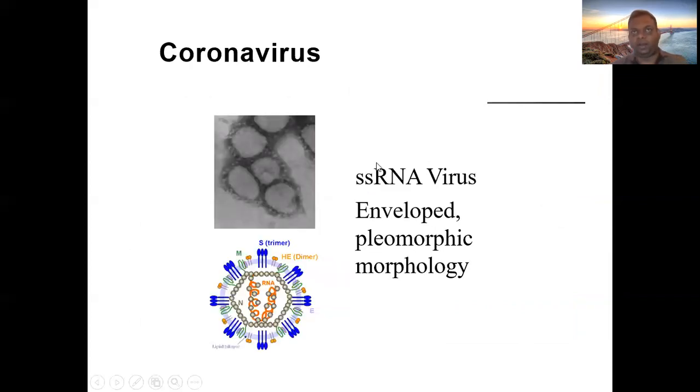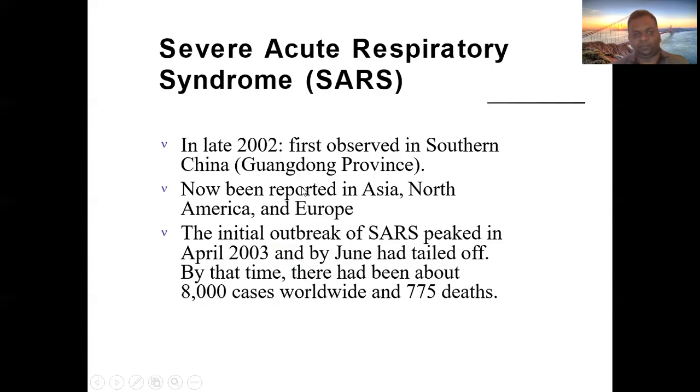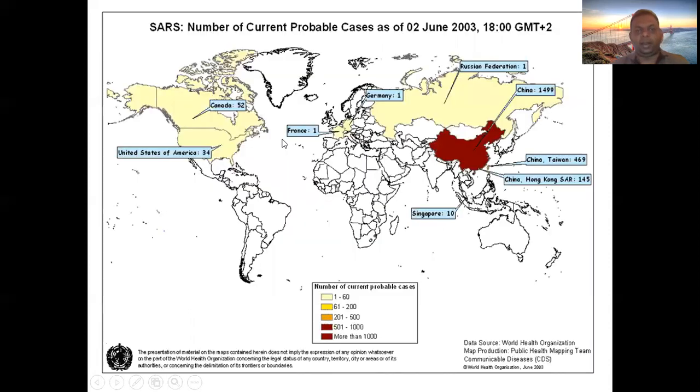Coronavirus, the current problem. It's a single-stranded RNA virus, enveloped, with pleomorphic morphology. You know SARS, severe acute respiratory syndrome virus, in 2002. Later, nowadays, SARS-CoV-2. This is a bit about SARS-1. It's there in China. Again, China is the problem. SARS-2.